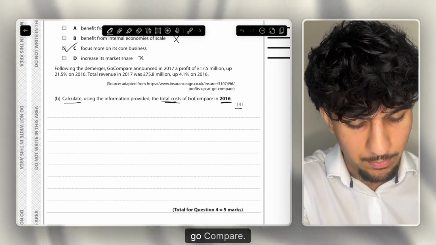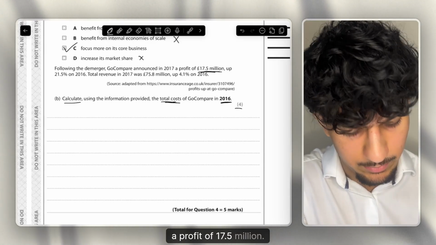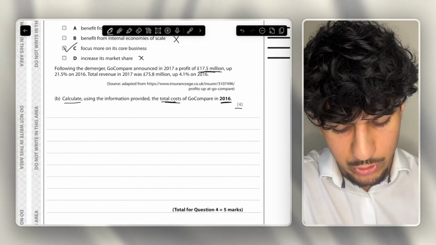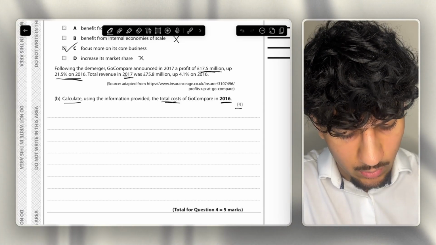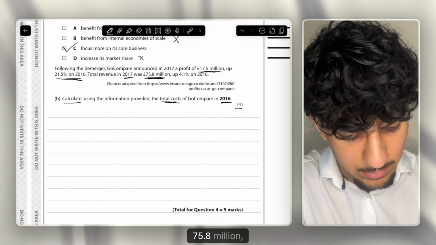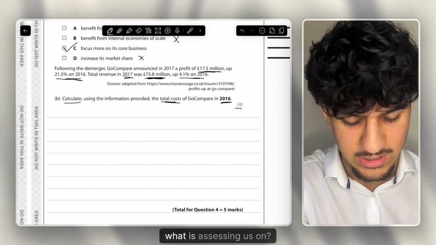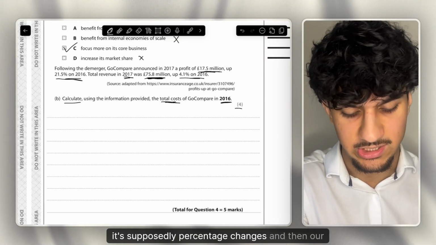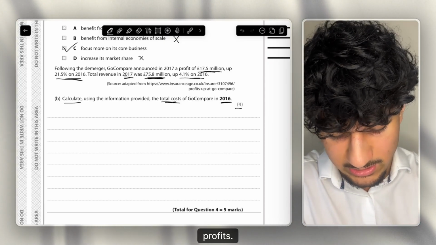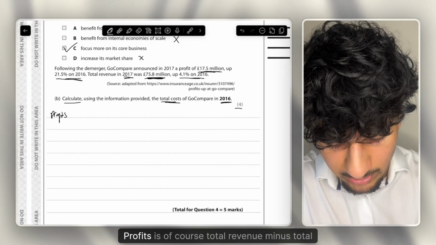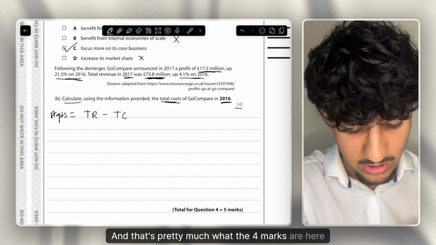Following the demerger, GoCompare announced in 2017 a profit of 17.5 million, up 21.5% from 2016. Total revenue in 2017 was 75.8 million, up 4.1% on 2016. So essentially what it is assessing us on is, firstly, percentage changes, and then our knowledge of the formula for profits. So how do we calculate profits? Profits is, of course, total revenue minus total cost, and that's pretty much what the 4 marks are here for.